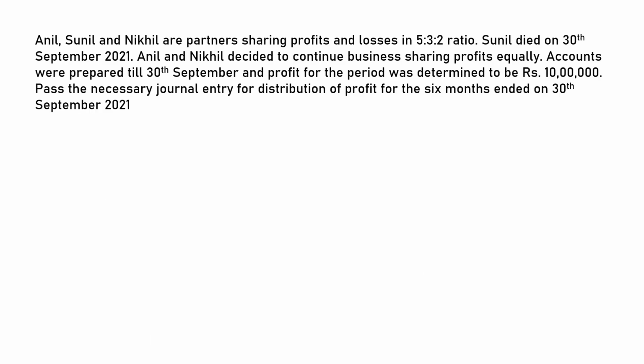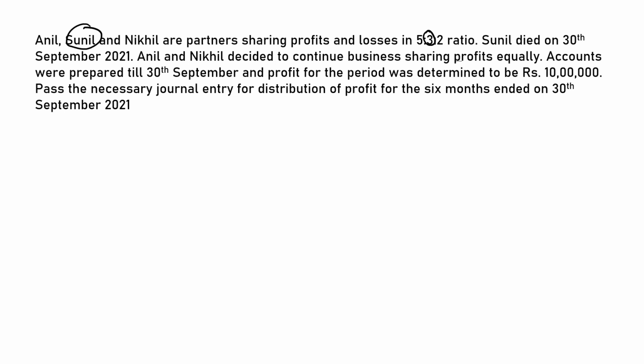Now let us understand it with an example so that the concept becomes more clear to you. So let us take this case of Anil, Sunil and Nikhil, our partners, sharing profits and loss in the ratio 5:3:2. Sunil died. So he was sharing 3/10 when he died on 30th September 2021. So he was alive from 1st April 2021 till 30th September 2021. And Anil and Nikhil decided to continue the business sharing profits equally. Accounts were prepared till 30th September and the profit for the period was determined to be 10 lakh rupees.